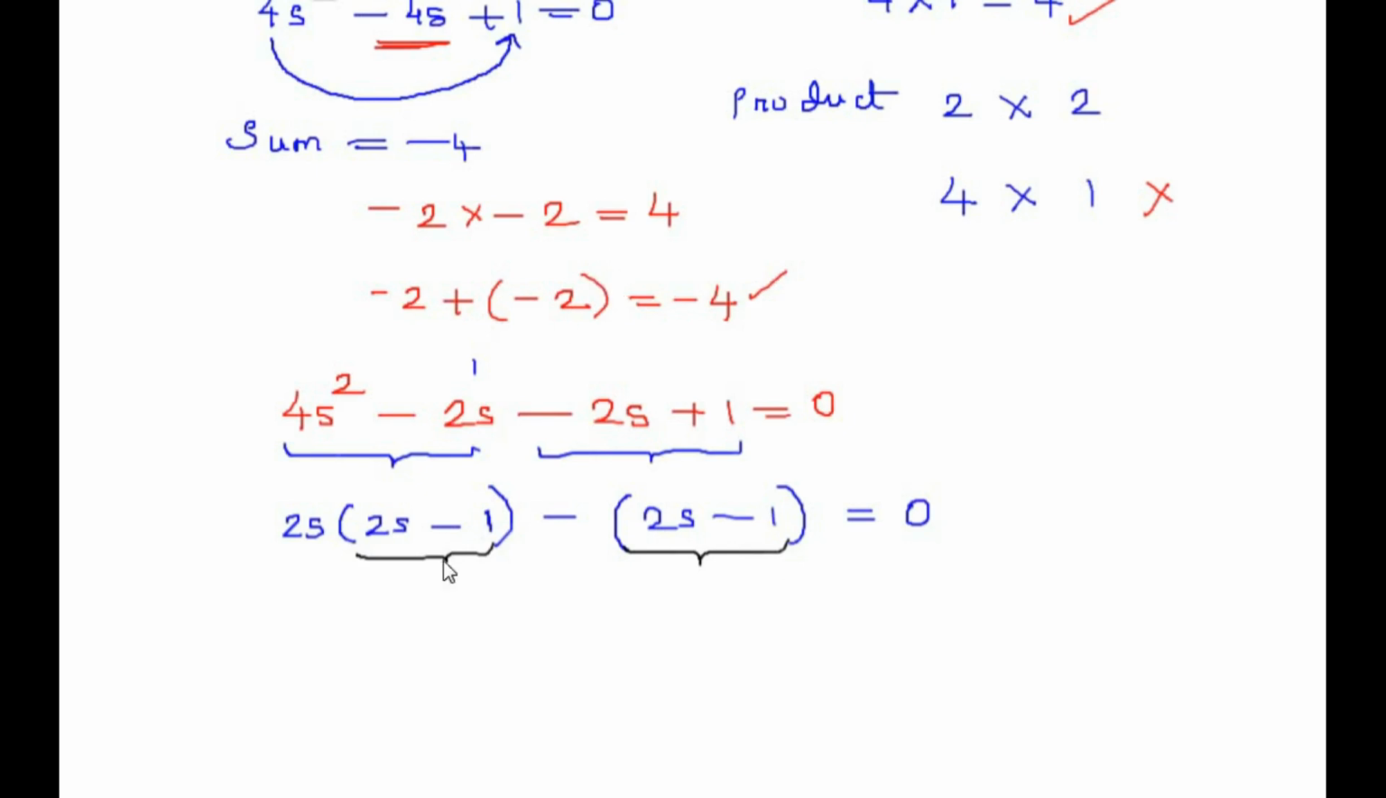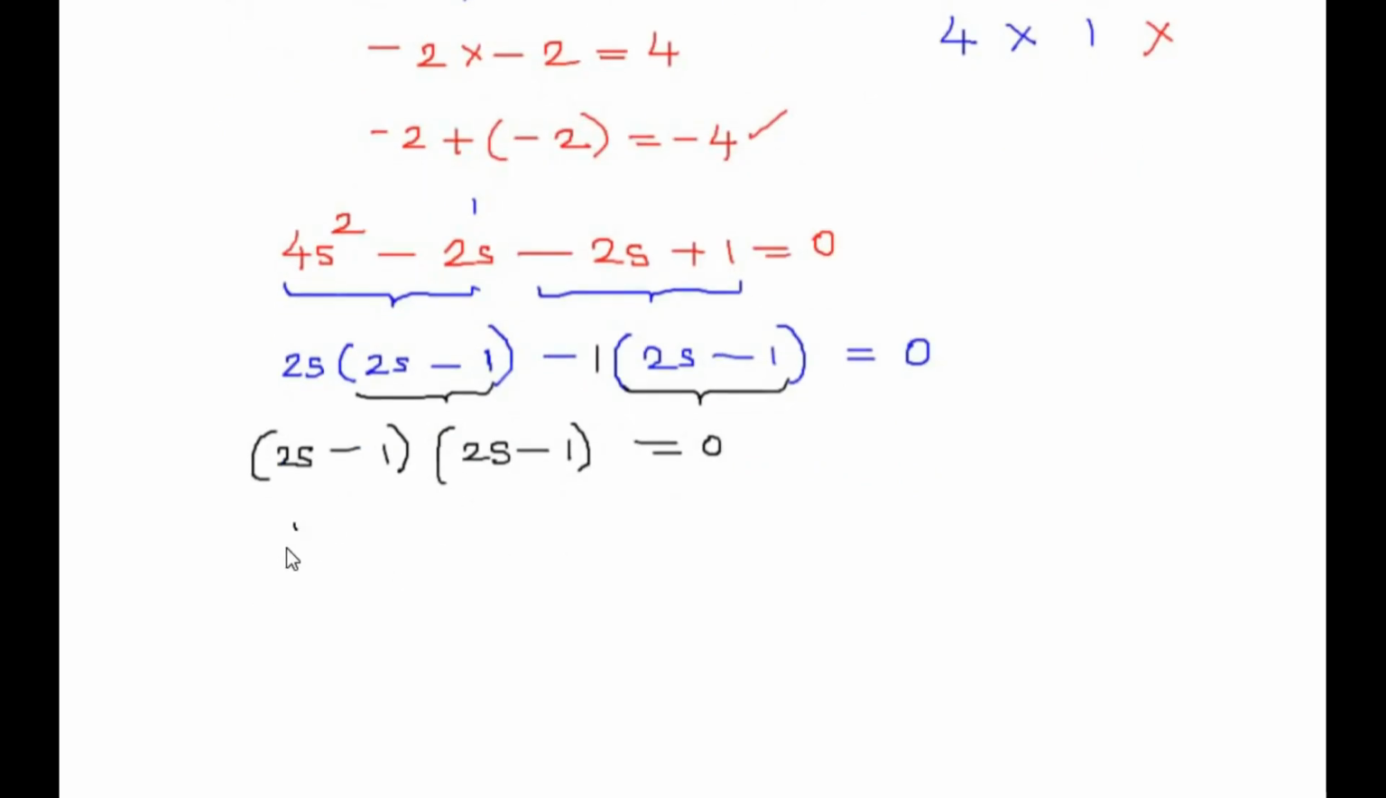It's confirmed. Now again 2s minus 1 is a common factor, so I'm going to take it out in one bracket, 2s minus 1, and in another bracket we have 2s minus, if there is no number we can take it as 1. So it is again 2s minus 1 equals 0. Now let us find the zeros: the first bracket 2s minus 1 equal to 0, and the second bracket is also the same thing. So 2s minus 1 is equal to 0.